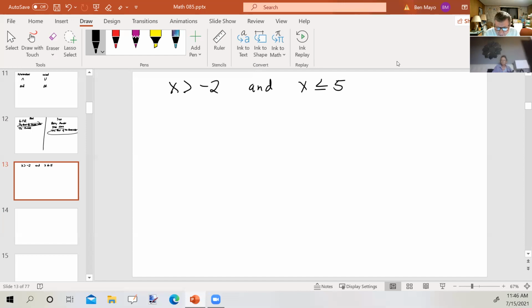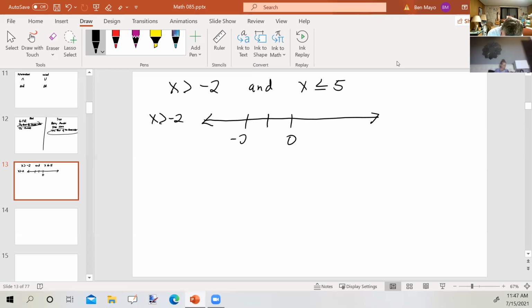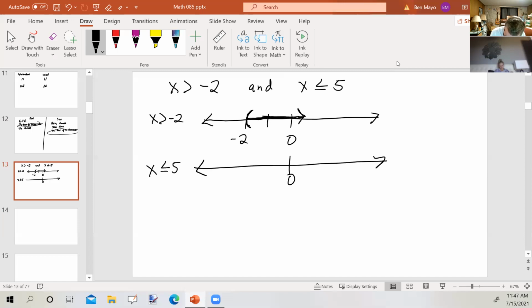Okay, now, my experience has been that it's helpful to graph the individual pieces in order to see what the solution is. So I'm going to start out by graphing X greater than -2, okay? So on a number line, I would have a parenthesis at -2 with an arrow going to the right. The parenthesis means I do not include -2, but the arrow going to the right says it includes everything larger than -2, okay? Then I'm going to graph X is less than or equal to 5. 1, 2, 3, 4, 5. X is less than or equal to 5. So because it includes 5, I'm going to have a bracket at 5 and the arrow going to the left.